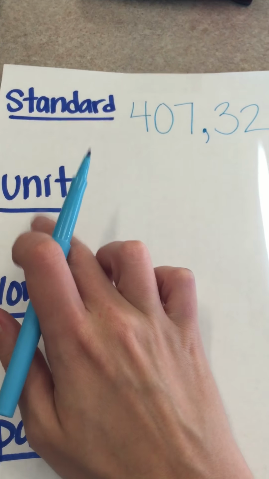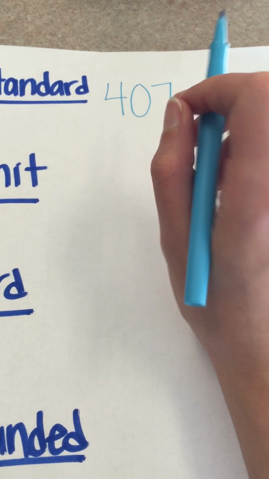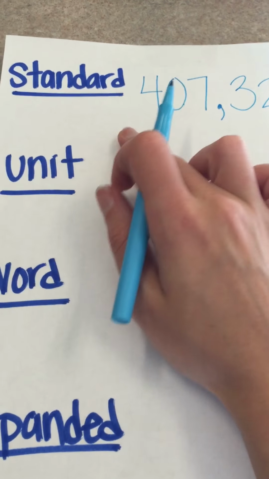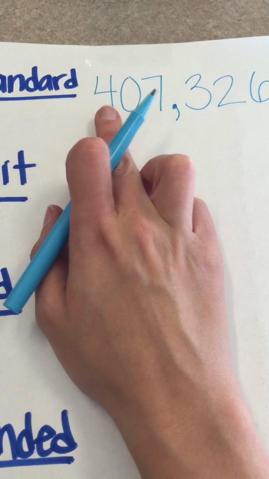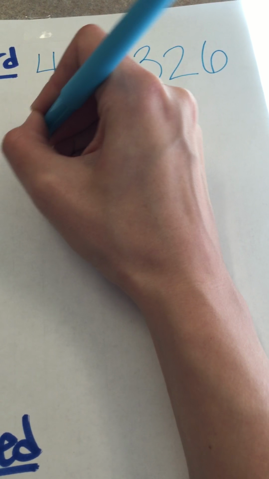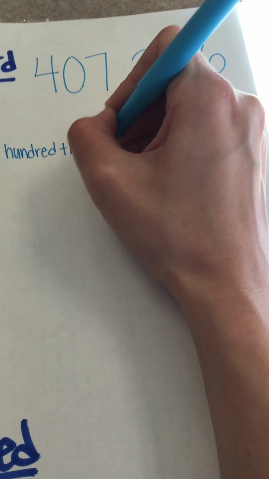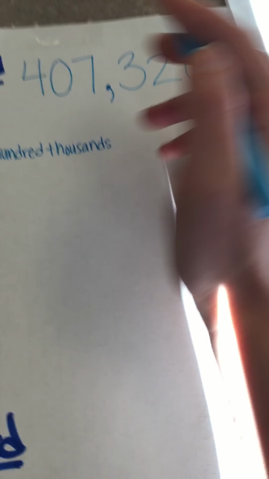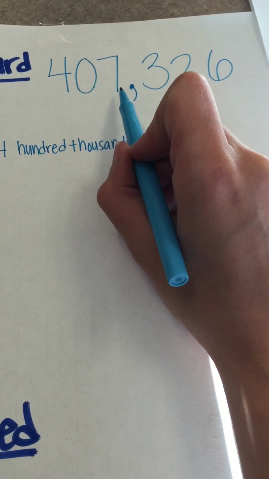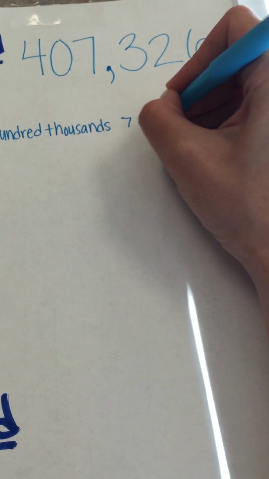To do unit form, we just write how many there are in each spot. So let's see. How many are there in the 100,000 spots? 400,000s. Are there any 10,000s? No. Are there any thousands? Yes. 7,000s.